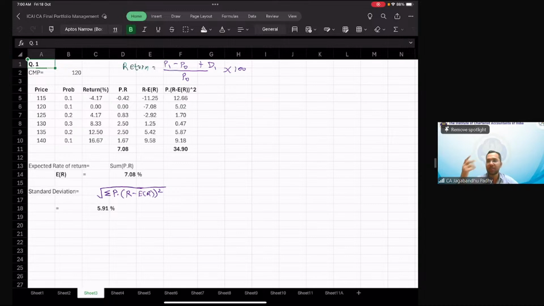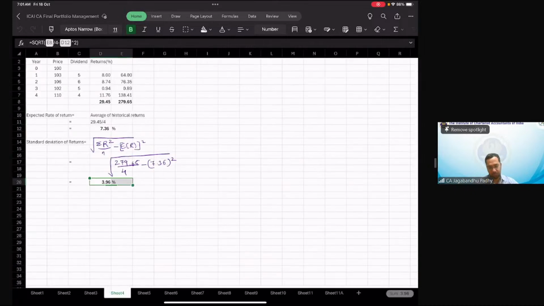Then again, expected return and standard deviation was calculated on the basis of two different ideas, where one was taking a probabilistic scenario into account. The other was based on historical outcome, or based on the historical data.